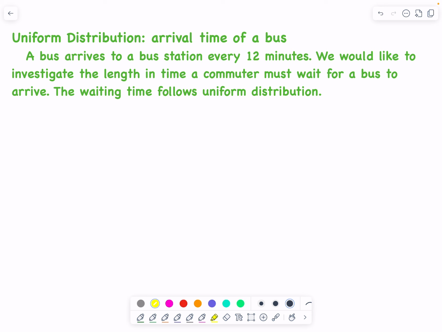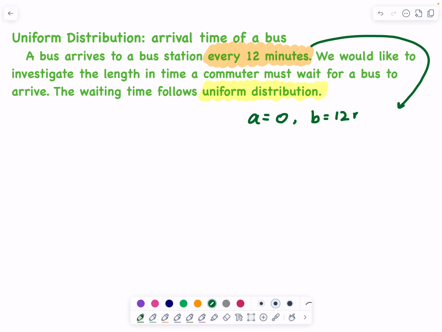All right, I see the word uniform distribution. And other than this, I also see every 12 minutes. So what does that mean? Every 12 minutes, okay, let's bring it here. That tells me one thing, that the minimum is 0 and the maximum is equal to 12 minutes. That's what I get from that.